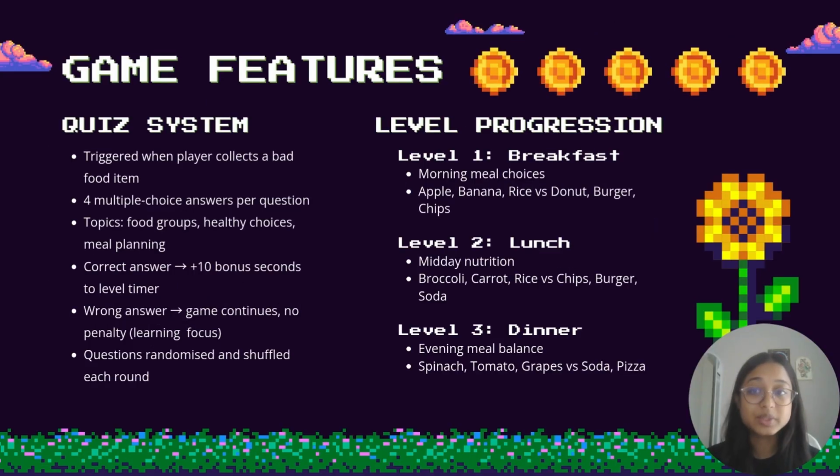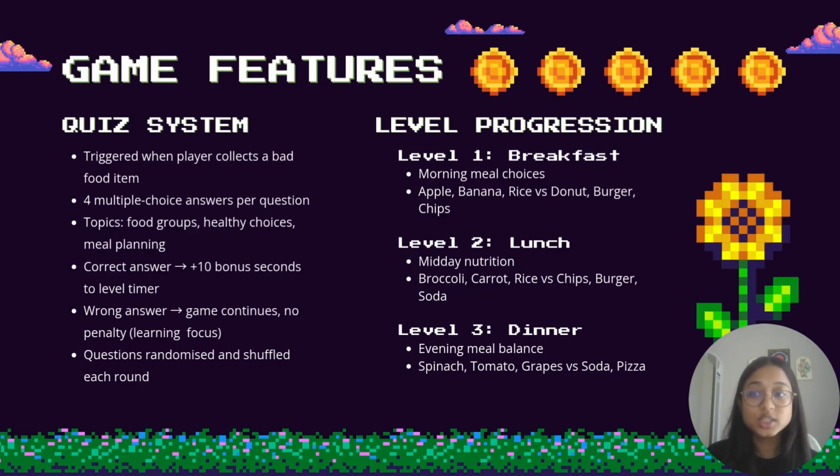Another key feature of our game is the quiz system. The quiz is triggered when the player eats an unhealthy food. The game then pauses briefly to display a multi-choice question related to nutrition. If the player answers correctly, they're rewarded with extra time, which can help them continue in the level. If they answer incorrectly, they will lose additional health points, increasing the challenge of the game. The questions are randomized each round to keep the game fresh.